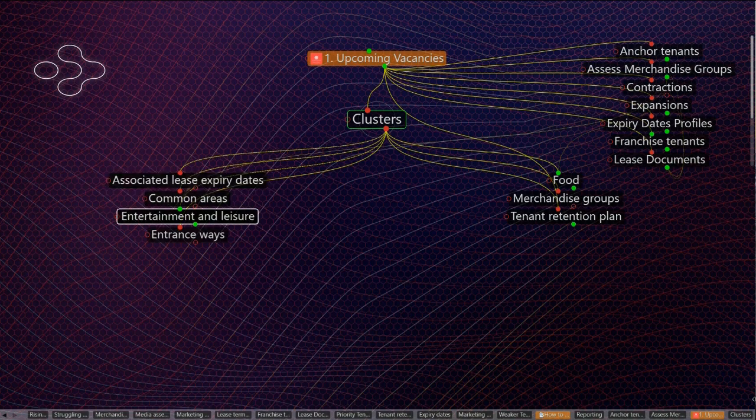And then look at your specialty groups such as entertainment and leisure. Customers come to a retail property for that reason. Also the food clusters and how they work, the vacancies coming up in food. Your merchandise groups and the tenant retention plan. That should be incorporating your cluster strategy.